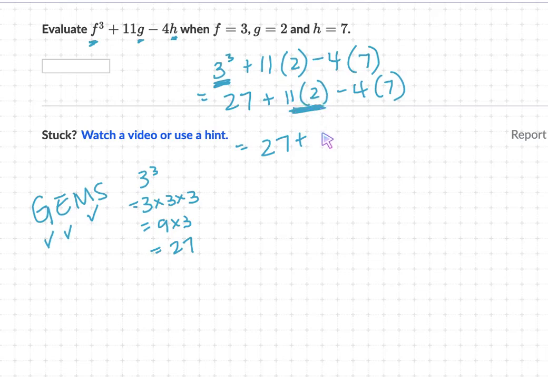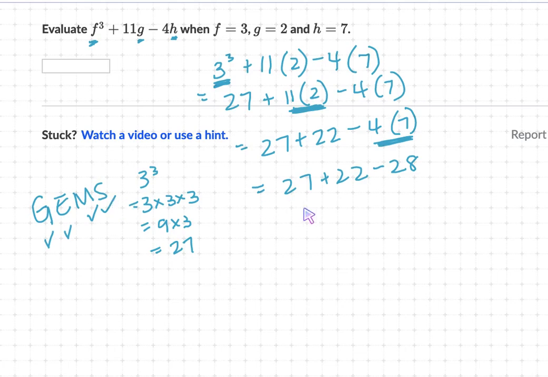This is 11 times 2, which is 22. It's not 112. It's multiplication. Minus 4 times 7. Still working on multiplication or division. I got one last one here. 27 plus 22 I haven't touched yet. Minus 4 times 7 is 28. So now I'm all the way done with my multiplication and division.